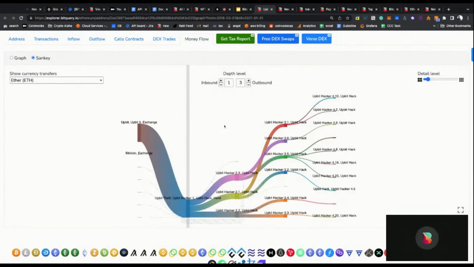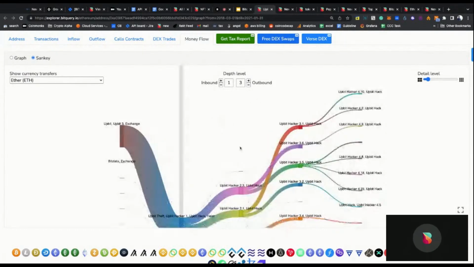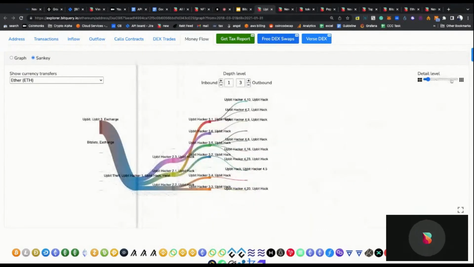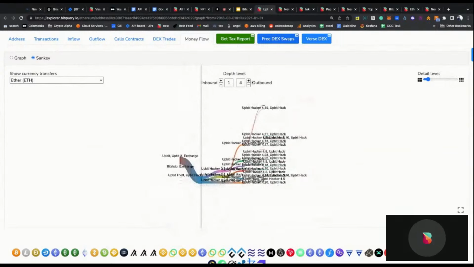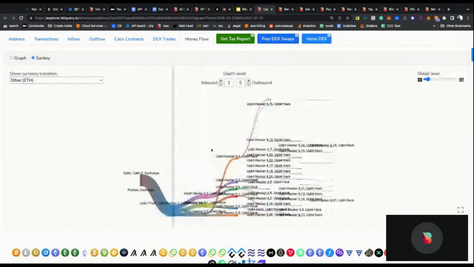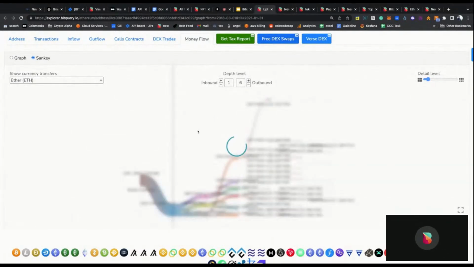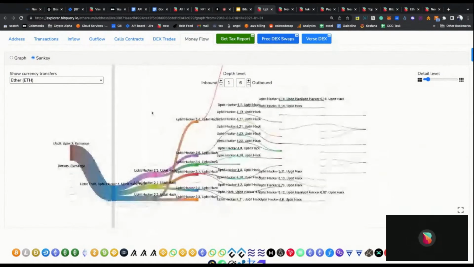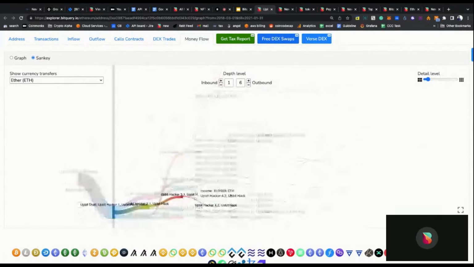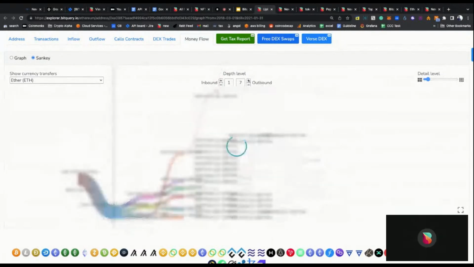Through this, you can actually see what are the outgoing addresses, and you can actually increase the detail level to see more and more addresses, basically more and more transfers. And you can go into more depth in terms of where the money is actually going. You see all this money is mostly laundered through internal wallet addresses, but you will see some money is going to certain exchanges over time.